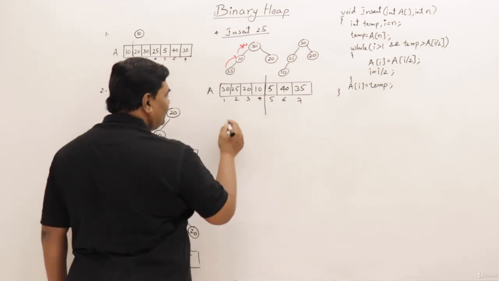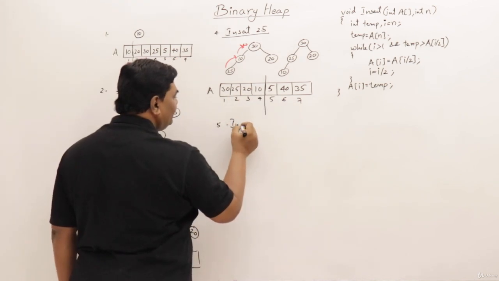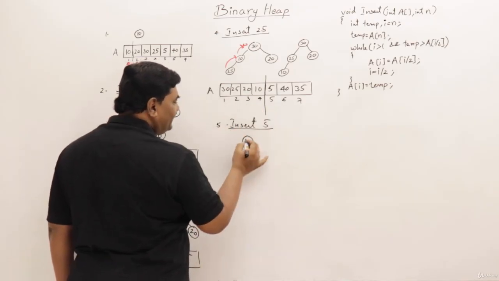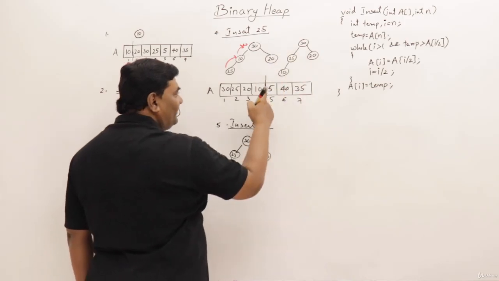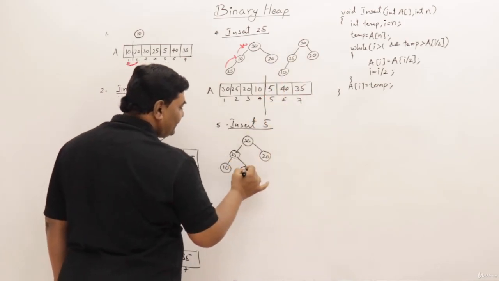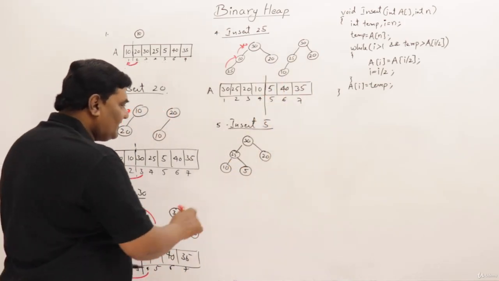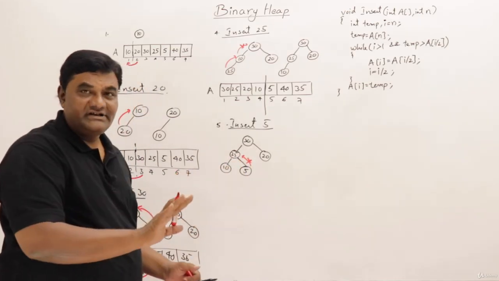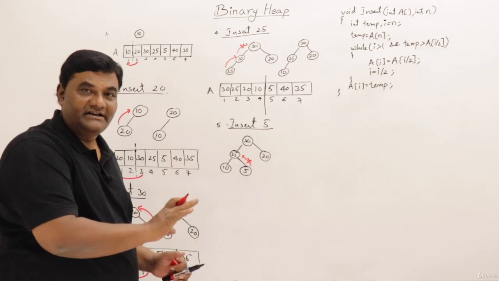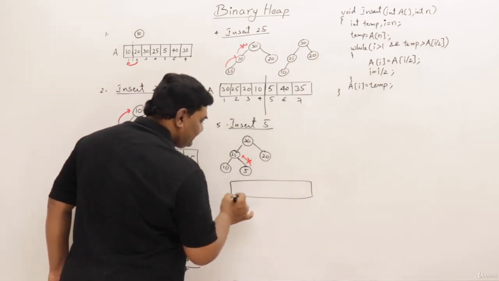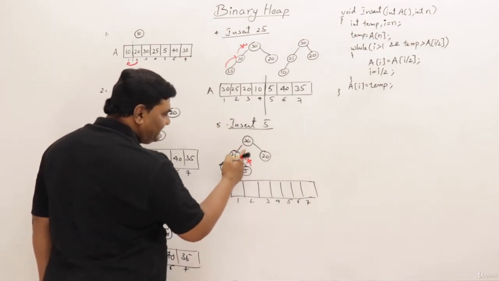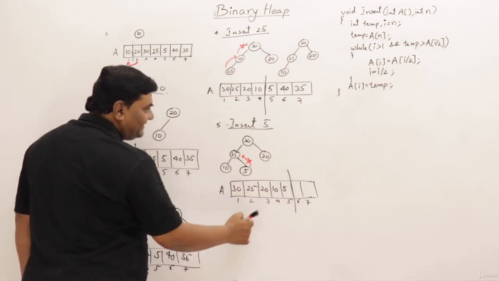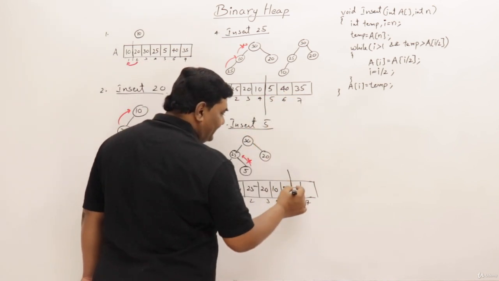Next is 5. Fifth step, insert 5. Where will it be in the tree? This is the previous tree. Now we are including 5. So 5 comes here, right? Now compare this 5 with the parent. This is the parent. It's not greater than the parent, so no change. It is in its right place. So the array elements will be as they are: 30, 25, 20, 10 and 5. The heap is till here, 5 elements, and the remaining 40 and 35 are as they are.